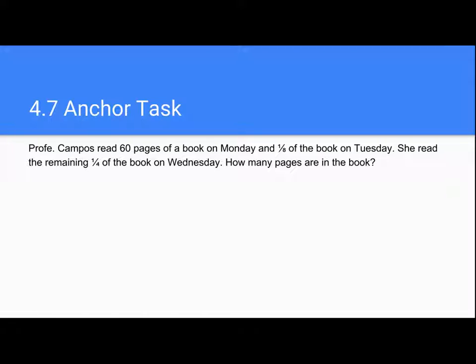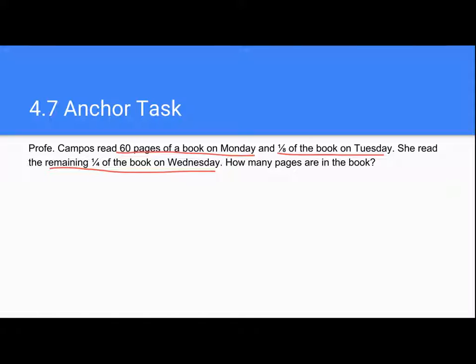Let's try this next one. Prof. Campos reads 60 pages of a book on Monday. I'll underline that. 60 pages on Monday and 1/8 of the book on Tuesday. She read the remaining 1/4 of the book on Wednesday. How many pages are in the book?